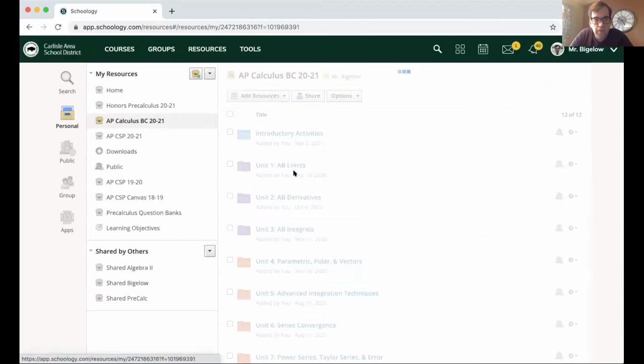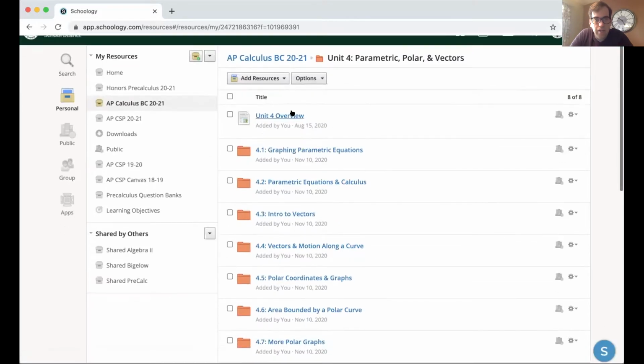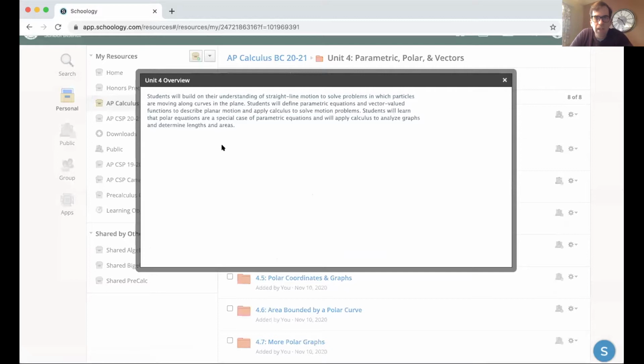So I'm going to go into Unit 4 here, and if we take a look at the overview, let's read this together. Students will build on their understanding of straight line motion to solve problems in which particles are moving along curves in the plane. So we're taking straight line motion, which is what we usually think of as being on one axis, right? You might have an x-axis and there is a particle that's moving along the line. But what if that particle could move along a curve in the plane instead? That's where this comes into play.